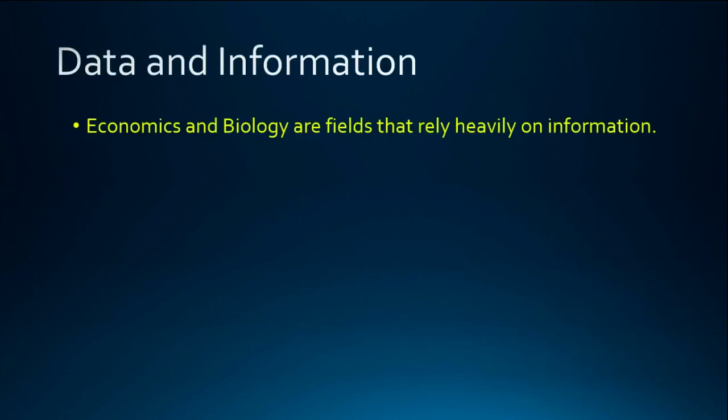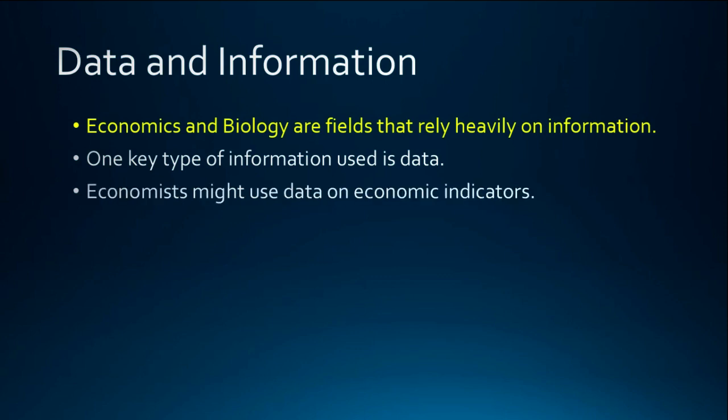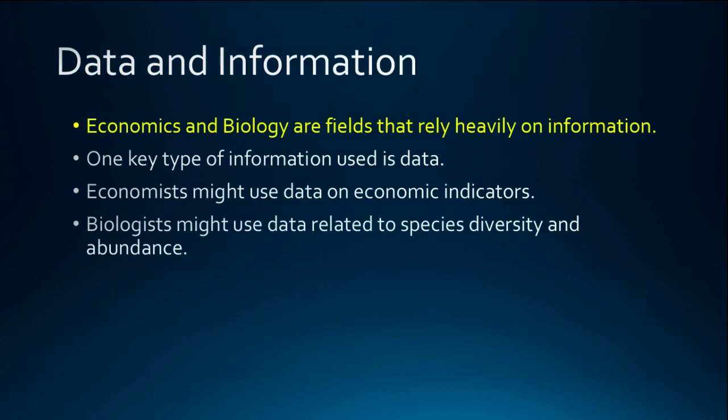Today we're going to be talking about information literacy related to the fields of both economics and biology. Economics and biology are fields that both rely heavily on information, and one key type of information that we use a lot of is data. Economists might use data on things like economic indicators, but biologists use data related to species diversity and abundance.